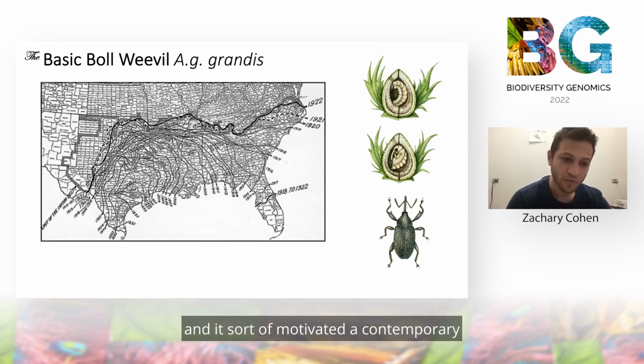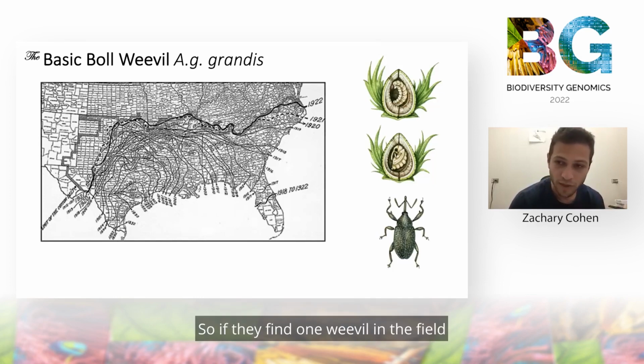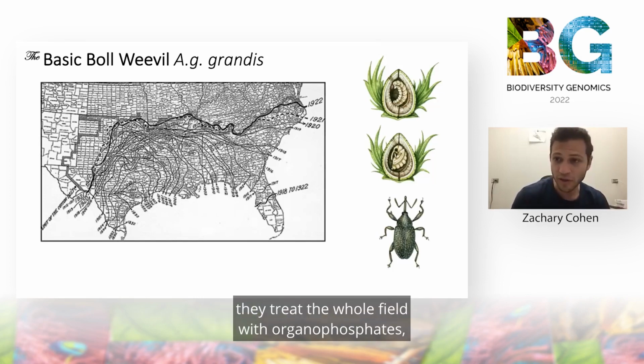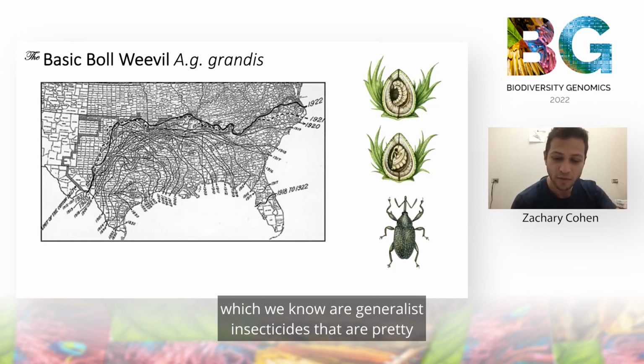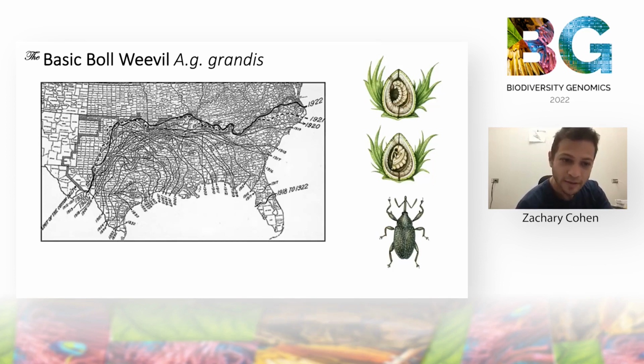It was very impactful for cotton production, and it motivated a contemporary eradication procedure, which is a zero tolerance threshold. So if they find one weevil in the field, they treat the whole field with organophosphates, which we know are generalist insecticides that are pretty nasty for all animals with a nervous system.